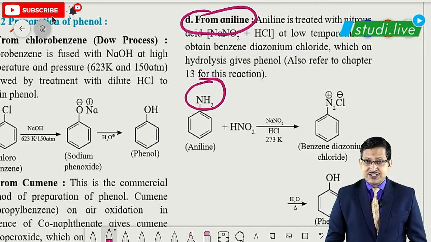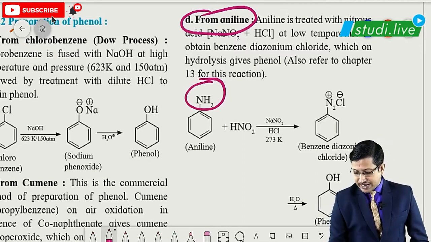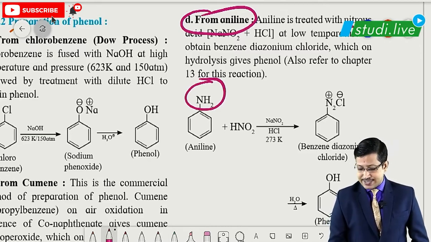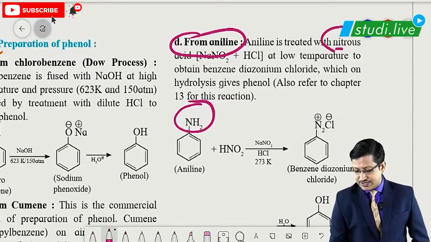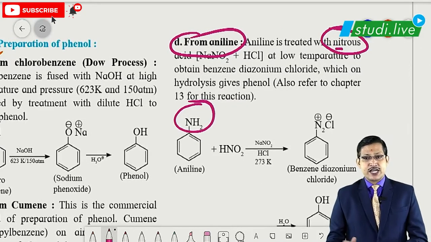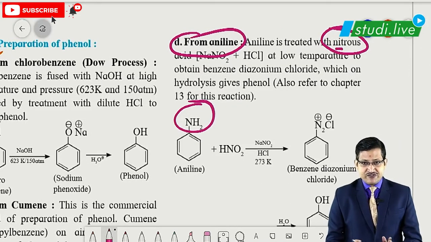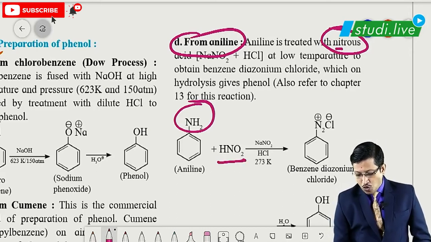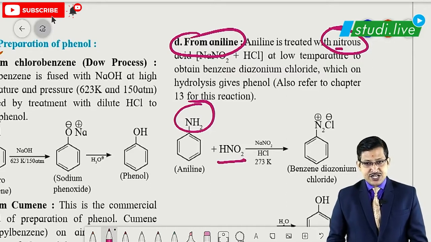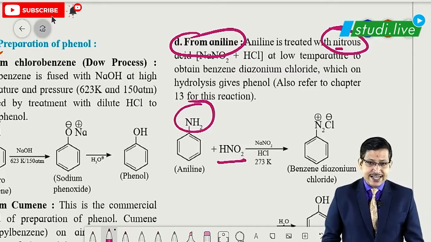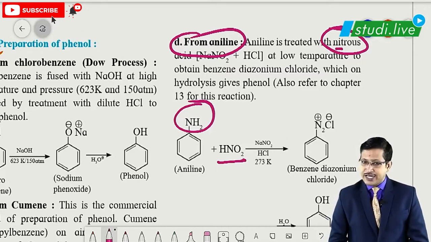Now aniline reacts with what? Aniline reacts with nitrous acid. So here aniline is reacting with nitrous acid. Now there is a confusion, nitrous, nitric. So be very clear with the students. Nitrous acid is HNO2. Nitric acid is HNO3. So that confusion should be cleared out.